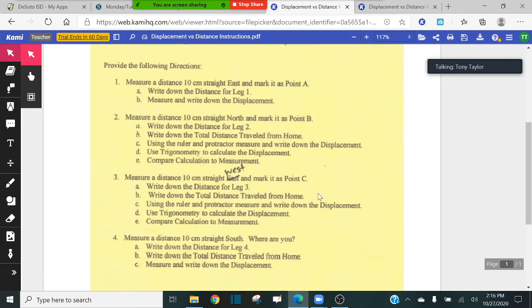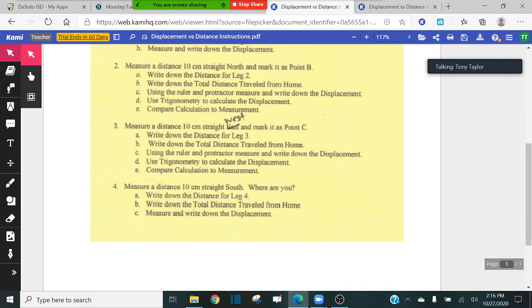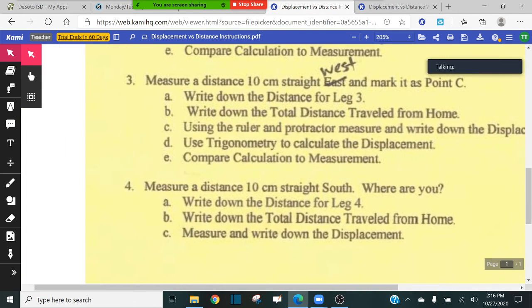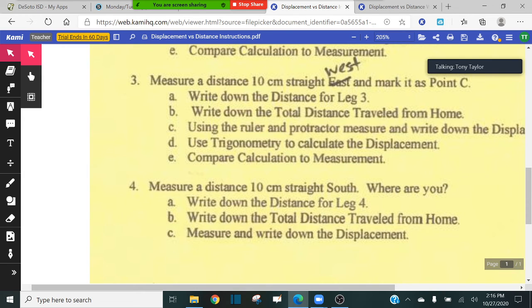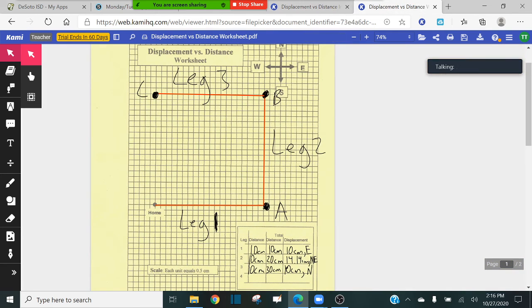Okay, so let us finish this off. So step 4 says measure a distance of 10 centimeters straight south. Write down the distance for leg 4. Write down the total distance traveled from home, and measure and write down the displacement.